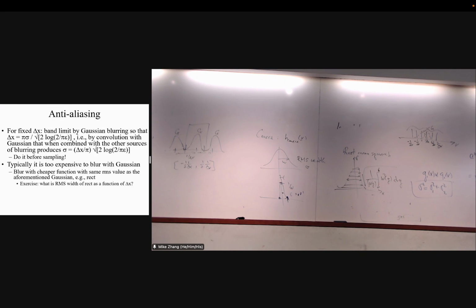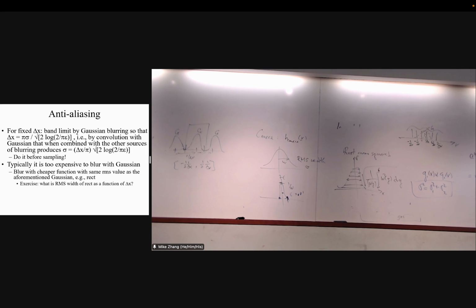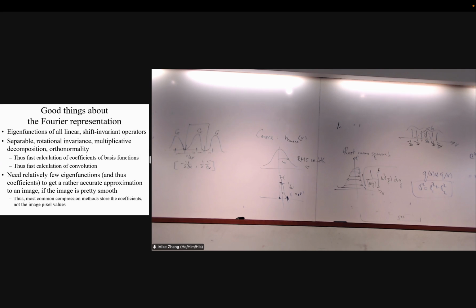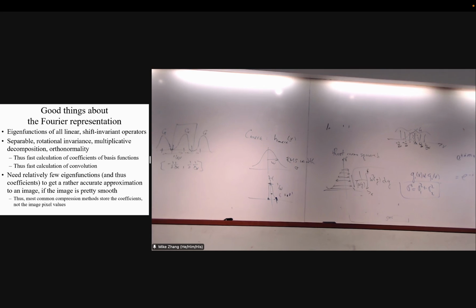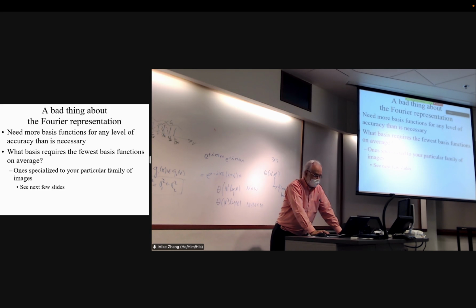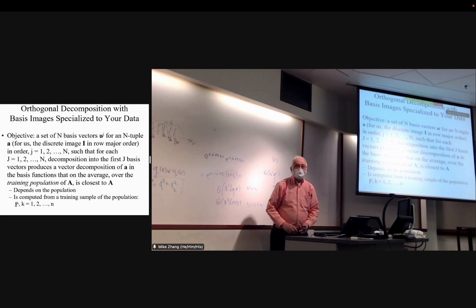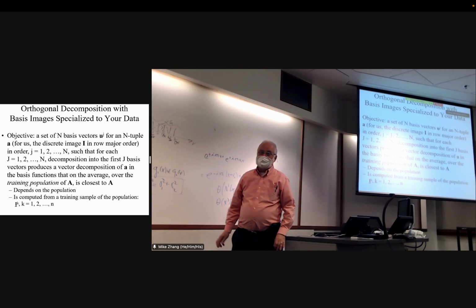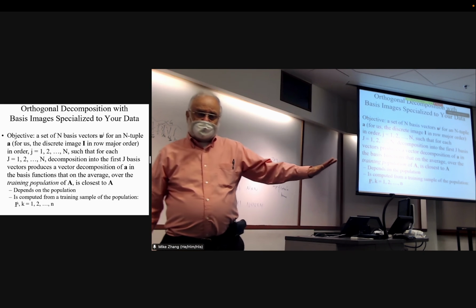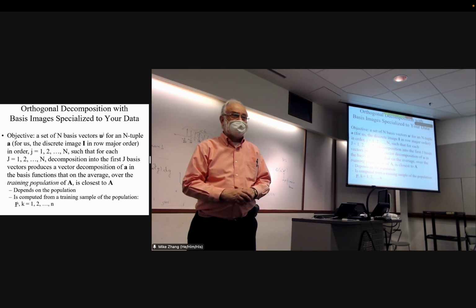Okay, so next time I'm going to just talk about the word anti-aliasing, and then talk about what's good about the Fourier basis. But now we're going to emphasize what's bad about it. And then once we see what's bad about it, we're going to talk about, well, maybe if we don't want to endure what's bad about it, what should we do? We should use different basis images. And we'll talk about that starting next time.